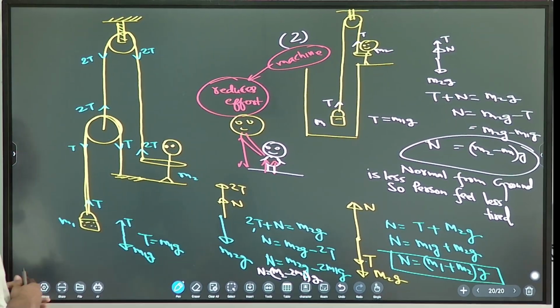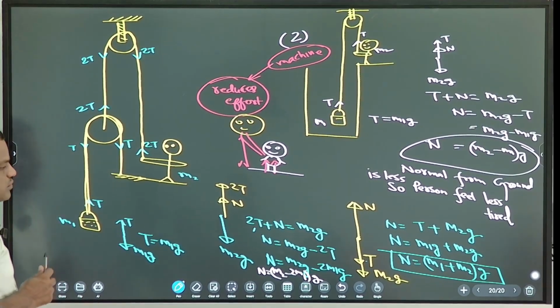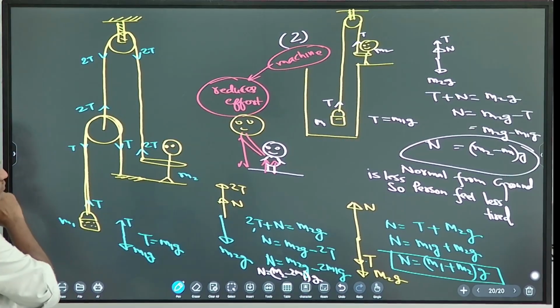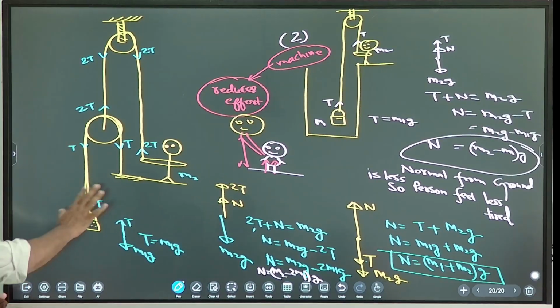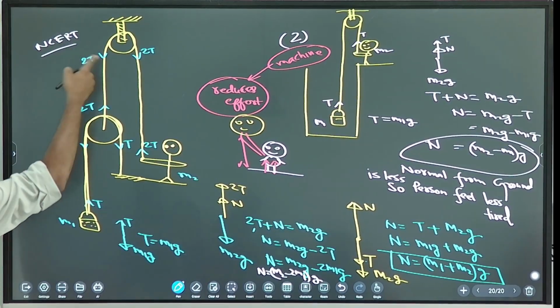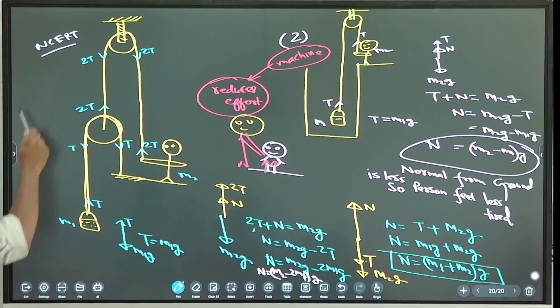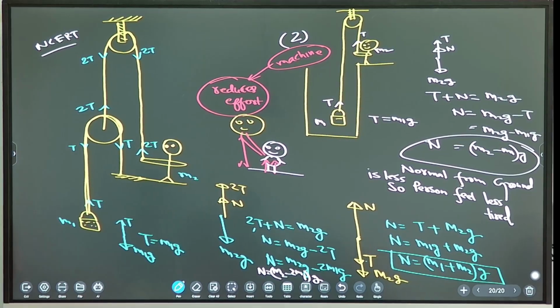Okay, so this is the pulley. Done. Okay, Newton's laws of motion, pulley. It is given in NCERT also. Check it. It is very important. Last year, 2022, I think it came. We have to check somewhere.